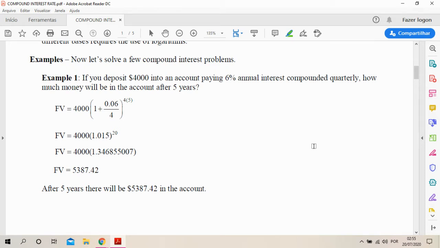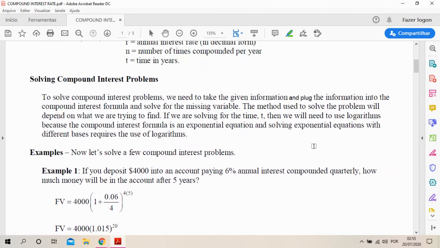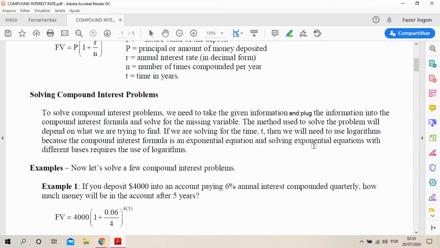Let's solve a few compound interest problems. Example number 1. If you deposit $4,000 into an account paying 6% annual interest compounded quarterly, how much money will be in the account after 5 years? We simply use the formula. Let's see the formula again. Okay?